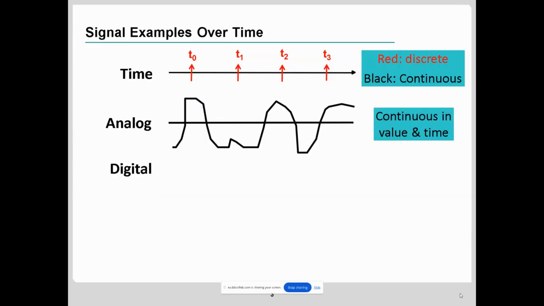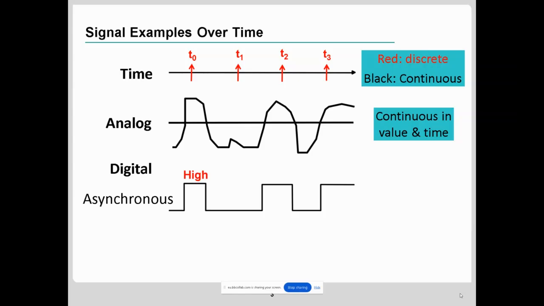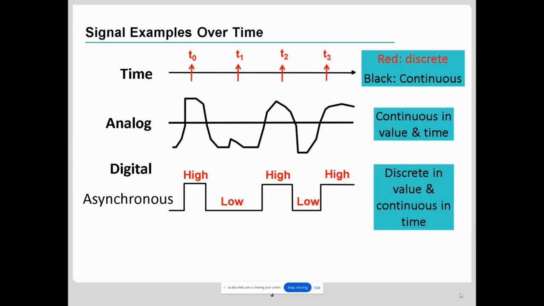Now we have a digital signal. It takes on two values. Remember, what are these two values? On, off, low, high. So now if you look here, we have a high value, then a low, then high. It takes on only two possible values, high and low, off and on. Got it? So now the value is discrete or continuous? The value is discrete. What about time? Time is continuous. Got it? Now, discrete in value and continuous in time.